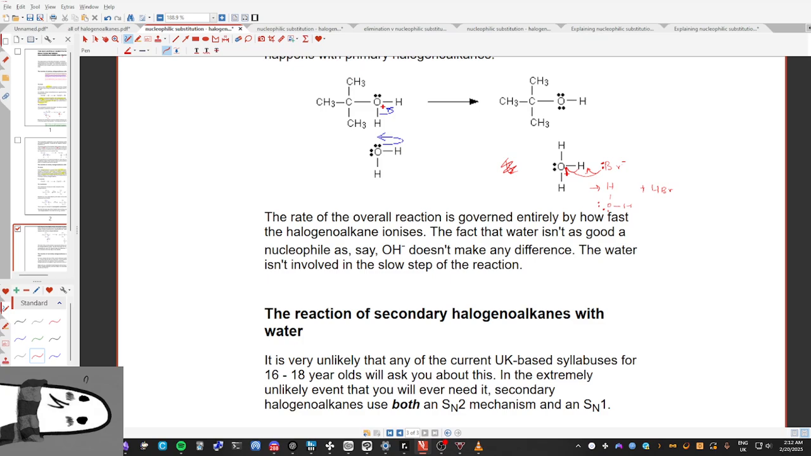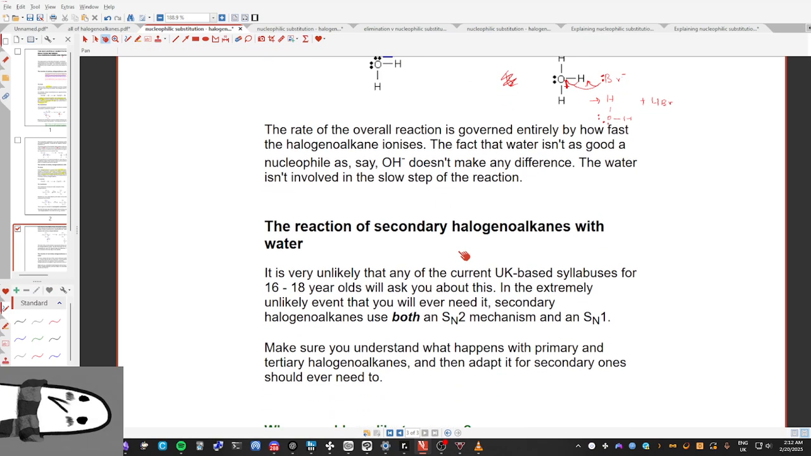The overall rate of reaction isn't governed by how fast the halogen ionizes. The fact that water isn't a good nucleophile like OH minus doesn't make a difference. The water isn't involved.